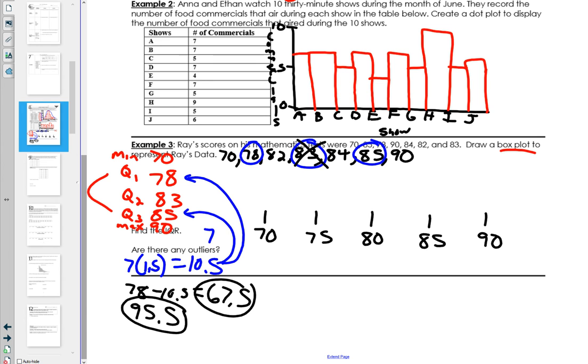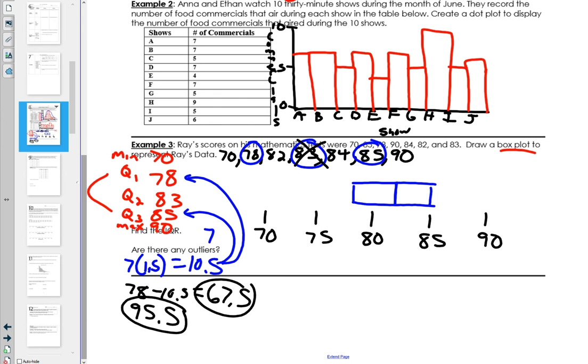So once we have that, now we can do our box. Where are the edges of the box going to be? First the box and then the whiskers. No, the edges of the box. 85 and 78. That's where your quartiles are. Whereas the median is going to be at 83, so the median is going to be somewhere like this. And then the max and the min are the whiskers.